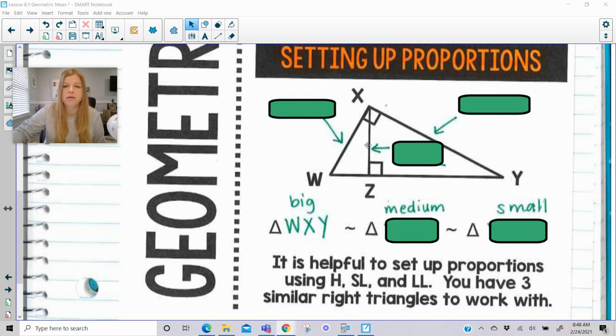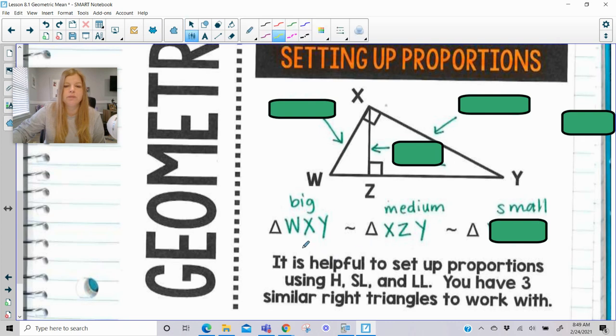So you have the big triangle, WXY. You then have the similar triangle to that, which is XZY. Now look at the order. So W, the angle of the big triangle, would have to go with, if I'm talking about the medium-sized triangle, this angle X. So those angles are actually the same. To the small triangle, the little small triangle, notice it has W in common. So look at that. The small triangle and the big triangle both have angle W.